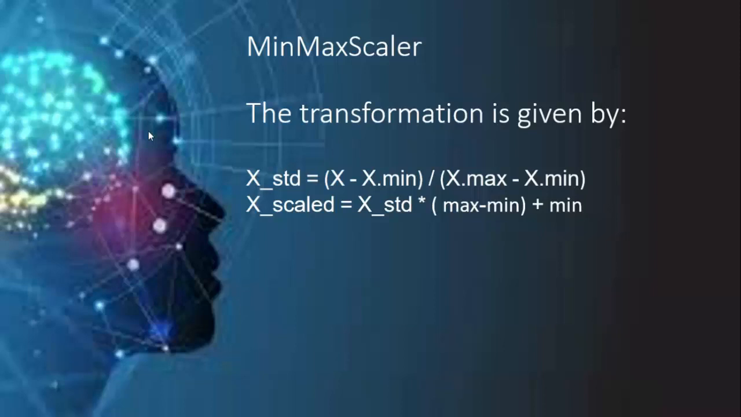Here, x is an element of a particular instance. So what MinMaxScaler does is that it first subtracts the minimum of x's from x and divides the result by the difference of x's max and min. This intermediate result is now multiplied by the range, that is max minus min, and then the min is added. Min and max are nothing but feature ranges.